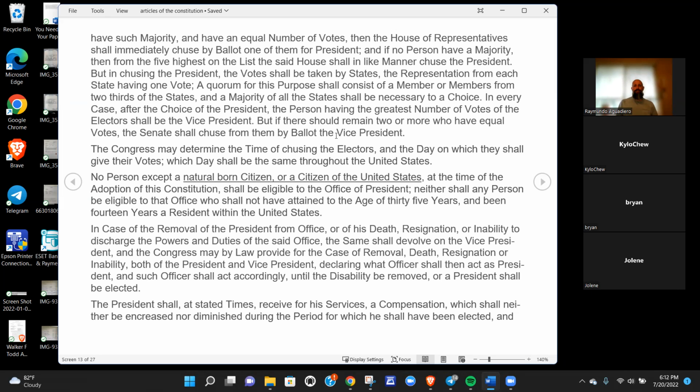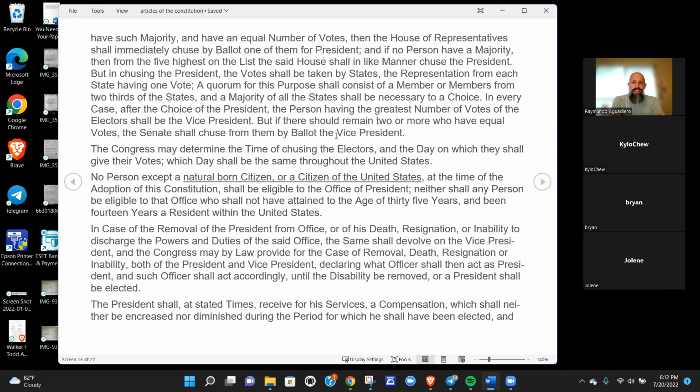No person except a natural born citizen or a citizen of the United States. What are you, Brian? Are you a natural born citizen, a citizen of the United States, or neither? Neither. I'm a state citizen. I think I can put you as a natural born citizen. Just kidding.